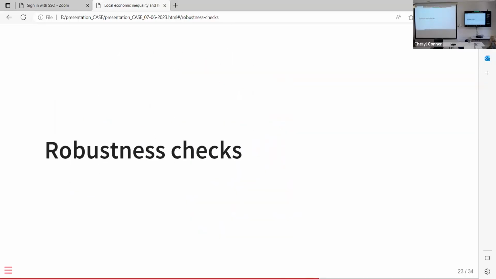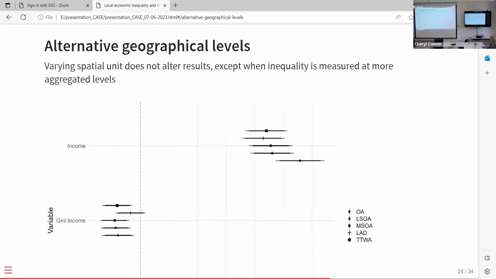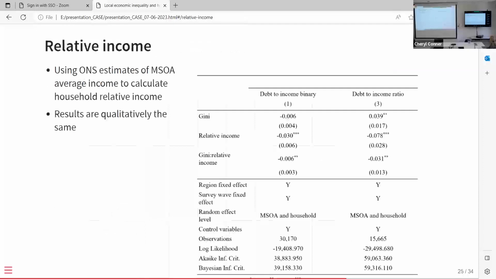Okay, so those are the main results. There's a bunch of robustness checks, different geographical levels. I'm going to try to skip over this a bit. It doesn't really matter what level we choose, except if we go to more aggregated levels, so local authority districts, that's LAD, where this disappears. But for travel to work areas, which are also aggregate areas, we still have this negative coefficient. This is for the first dependent variable, above or below 0 debt.